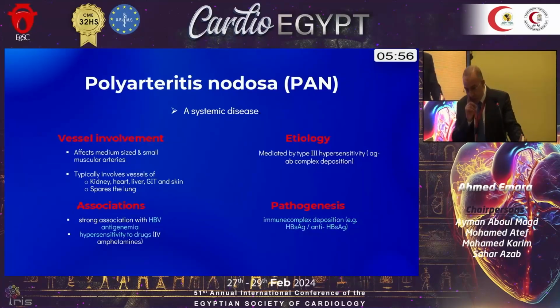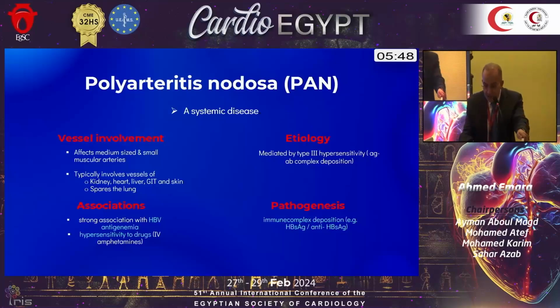We are concerned about this type of vasculitis because it mainly affects the coronaries. It affects the small and medium-sized muscular arteries, typically involving the kidney, heart, liver, GIT, and skin. Of unknown etiology, it spares the lung. It is usually associated with hepatitis B antigenemia, or hypersensitivity to IV drugs like IV amphetamines, and is mediated by type 3 hypersensitivity, immune complex deposition.